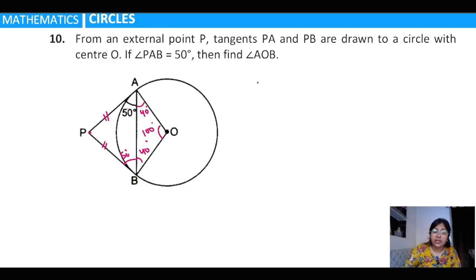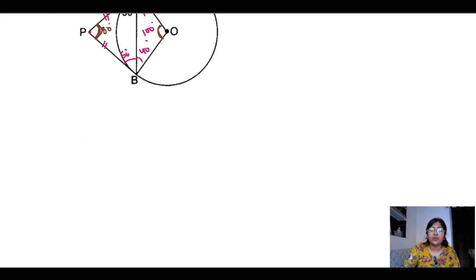Now the other method. This angle is 50. This angle is 50. We can apply the angle sum property in triangle PAB. So this angle measurement will be 80, and we know these two angles, angle P and angle Q, are supplementary to each other. If this is 80, then this will be 100. You can use both the methods, whichever you like. Okay, learner, is this clear to you? Okay, now move to the next question.